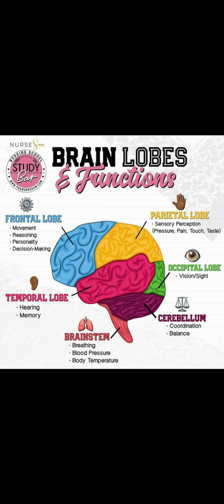The function of brainstem is 3 B's. Always remember 3 B's for brainstem: breathing, blood pressure and body temperature. And the function of cerebellum is C is for coordination and B in the cerebellum is for balance. Now I will show you the mnemonic as well, so this becomes easy for you to remember.